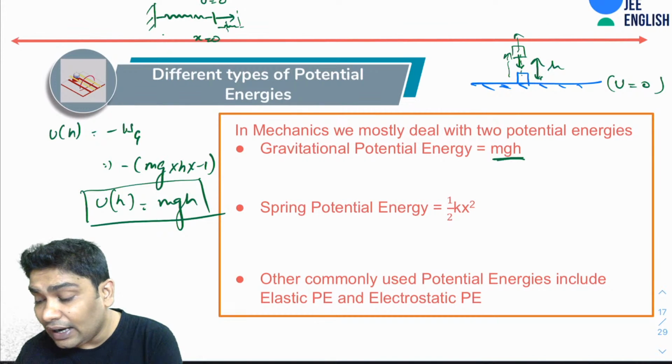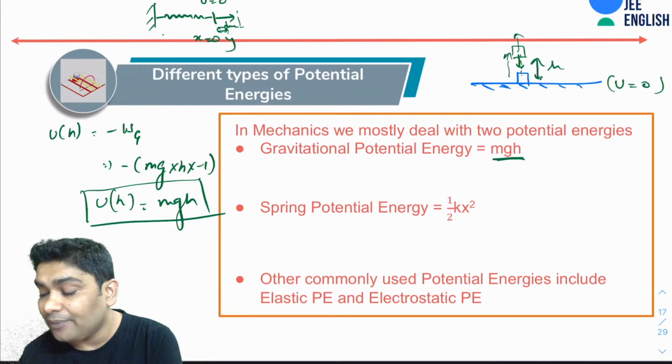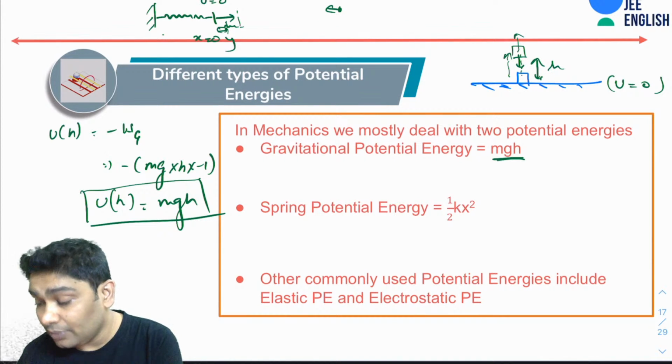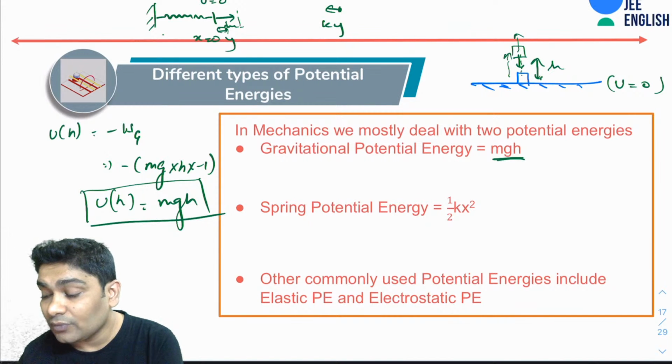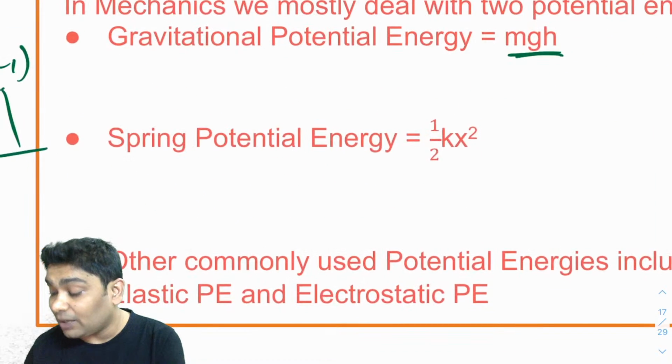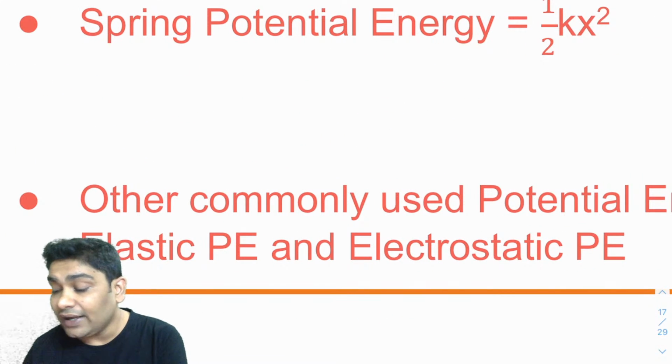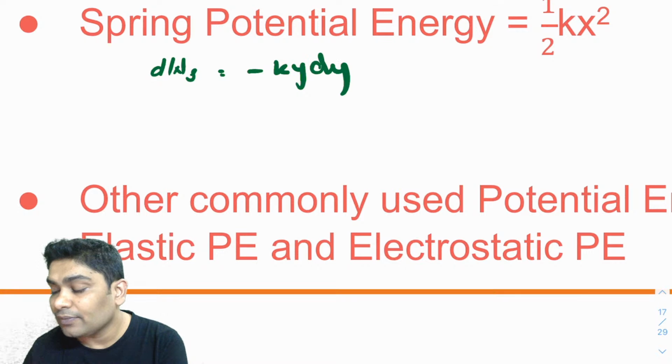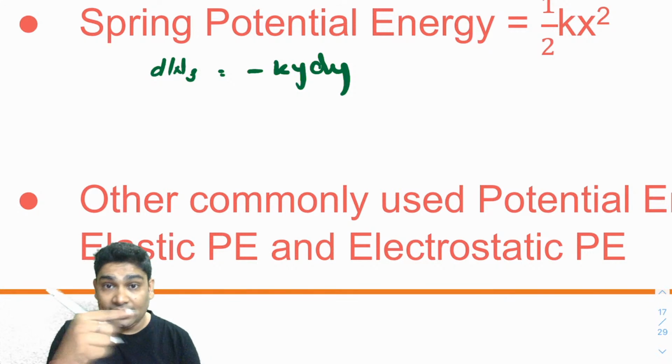So imagine at any instant, if the elongation in this spring is y, then the spring force would be backward ky. And you are moving it by some distance dy in the forward direction. Let's see what is the work done by spring force here. So I can say dW spring would be minus ky dy, minus because ky is acting backward.